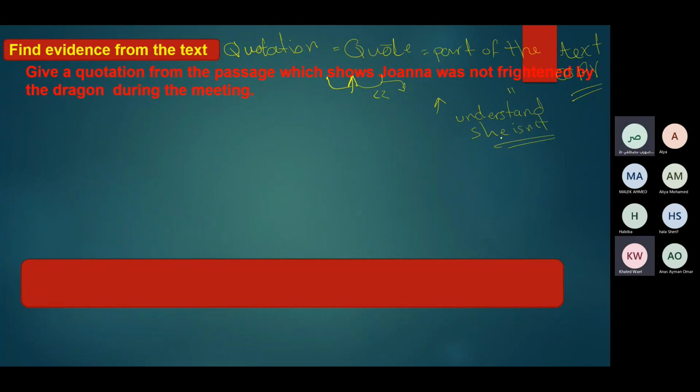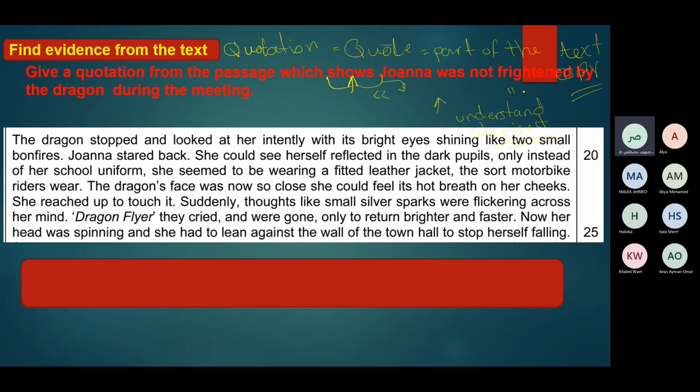Look at this paragraph. The answer is in this text. Find it. Let's think first. Where is the exact answer about Joanna not being afraid of the dragon? Who can answer?